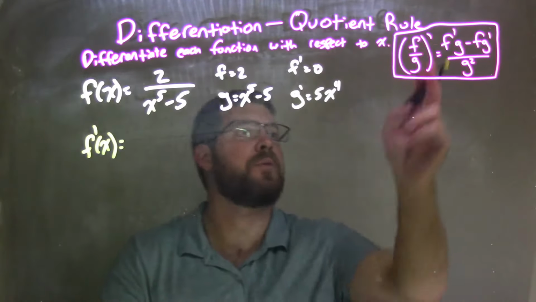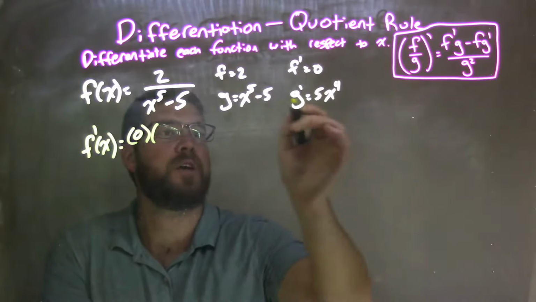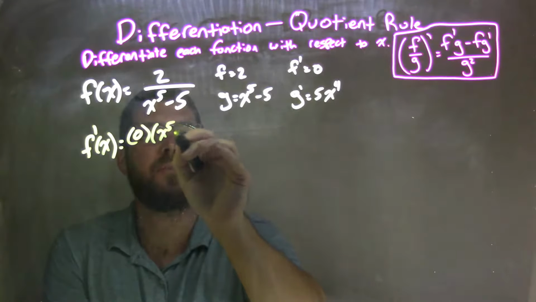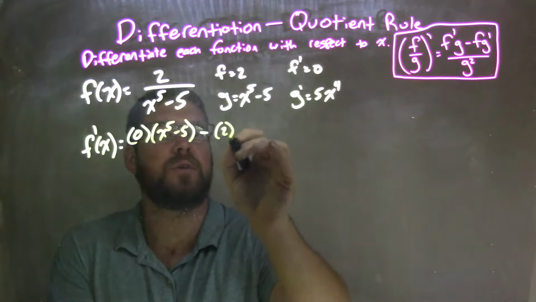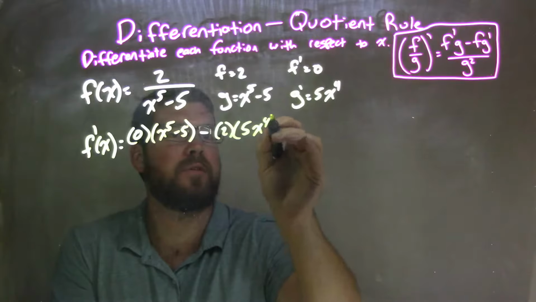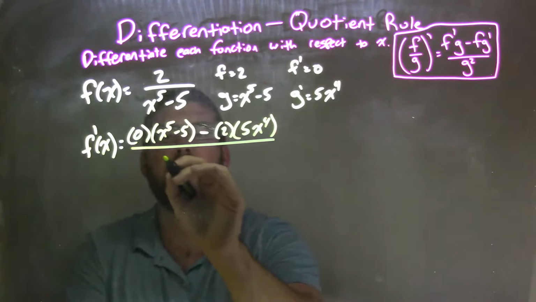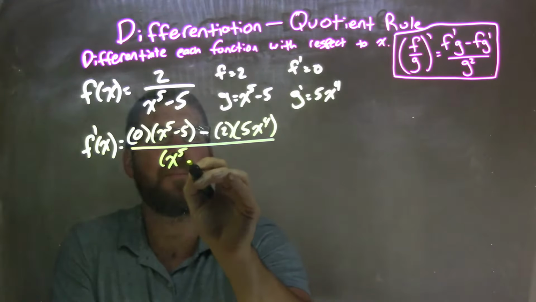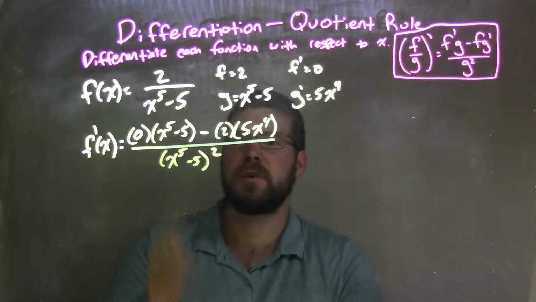So let's apply that quotient rule. F prime of x is equal to, well, f prime, which is 0, times g, which is x to the fifth minus 5, minus f, which is 2, times g prime, which is 5x to the fourth, all over g squared, which is x to the fifth minus 5 squared. So my next step, let's go simplify this.